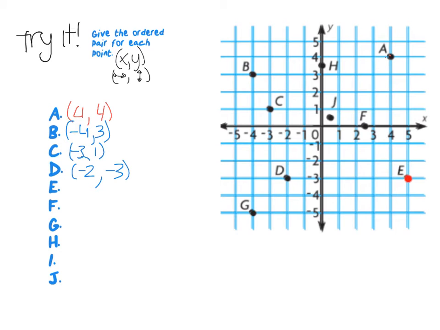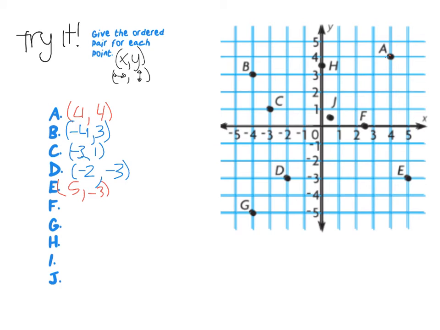So E looks like we're going to start at 0. We're going to go across to the right, so it'll be positive. +1, 2, 3, 4, +5. Switch colors again so it doesn't get confusing. And then from +5, we're going to go down. -1, -2, -3.